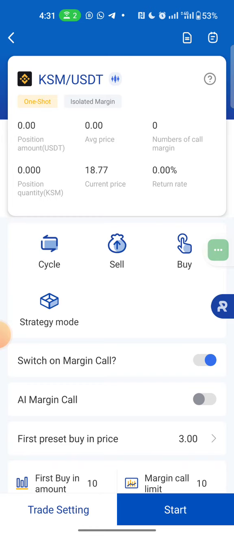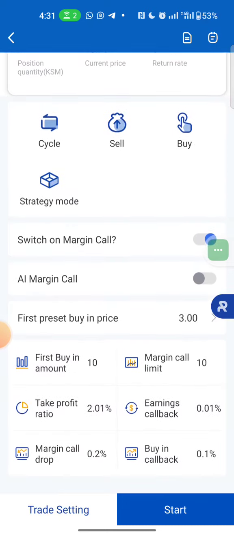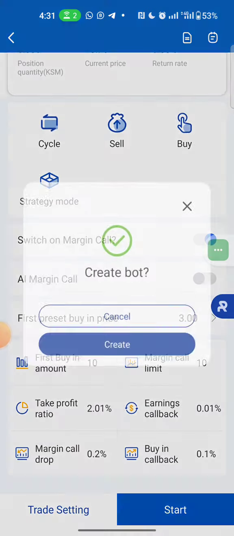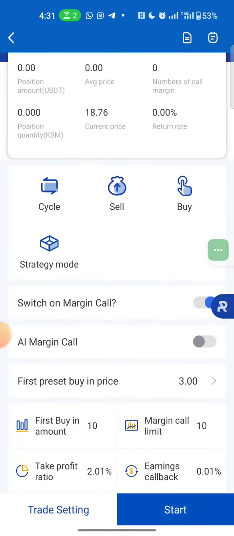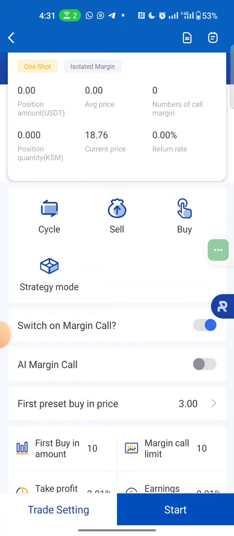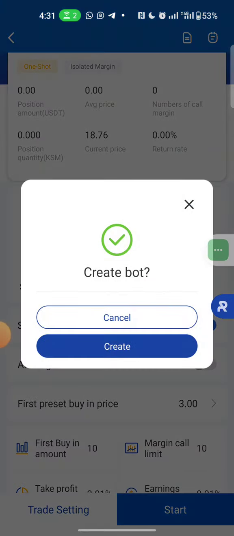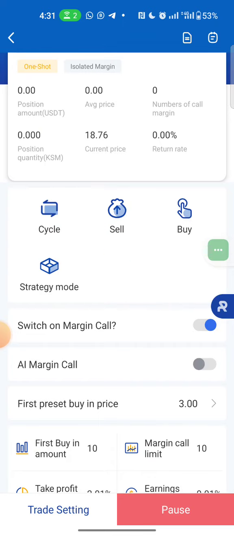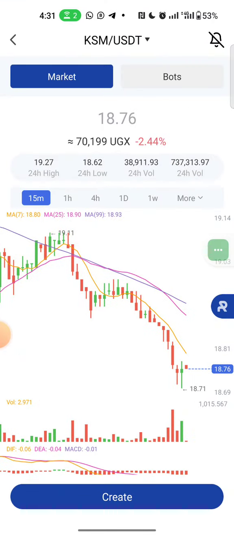So after you have done that, then you can tap start. If the coin has a preset price and the preset price is lower than the current price, the coin will go green until it waits for the price to come to the price it has been given. If the preset price is higher than the current price and you tap start, automatically the coin will start immediately. So now you tap start. Like you see here, the preset price is 3 and the current price is 18, which means the preset price is lower. So I tap start, and definitely the coin will appear green in color or blue in color.